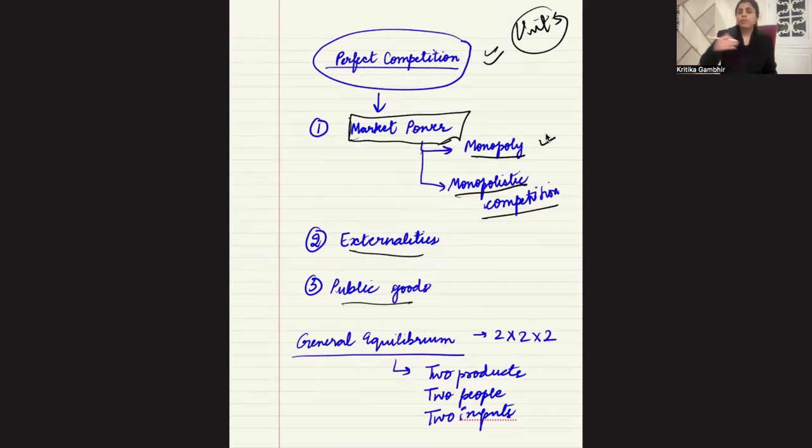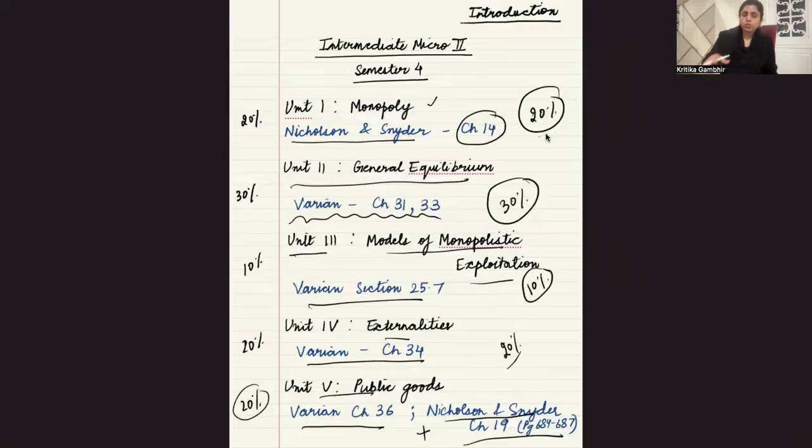Then perfect competition breaks down in case of public goods, right? And when we talk of general equilibrium, although we assume perfect competition, it is not limited to one product, one person and one input, right? It is a complex version of perfect competition. So we are digressing from perfect competition to this.